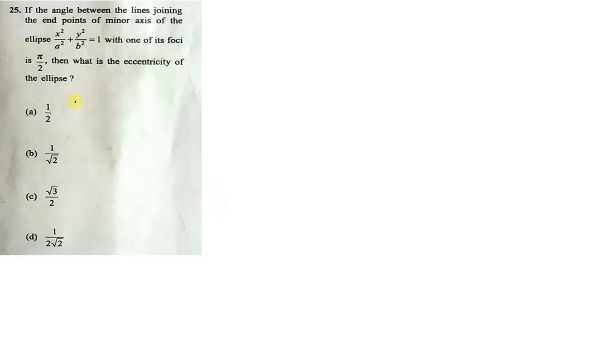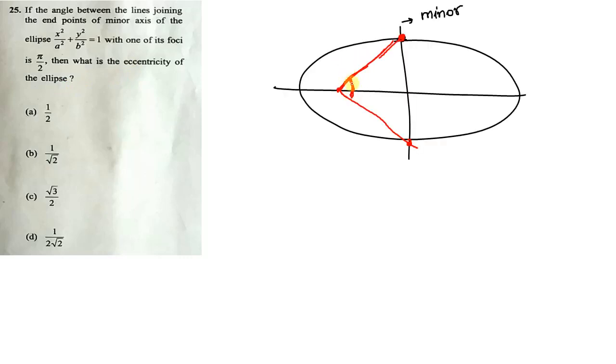Now question number 25 is, if the angle between the lines joining the end points of the minor axis of an ellipse with one of its foci is pi by 2, what is the eccentricity of the ellipse? Okay, these two lines make pi by 2, this complete angle is pi by 2. As we know that in the ellipse these two sides are equal. This one is the perpendicular bisector of this line, so this angle is also bisected. So this one is pi by 4.